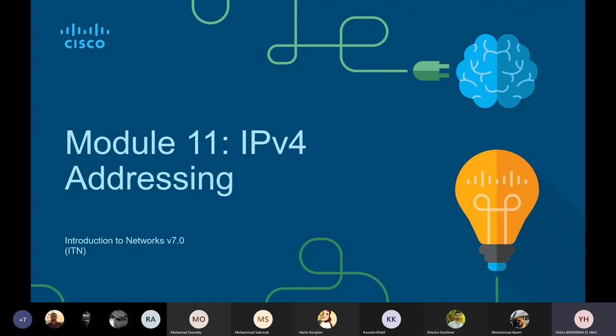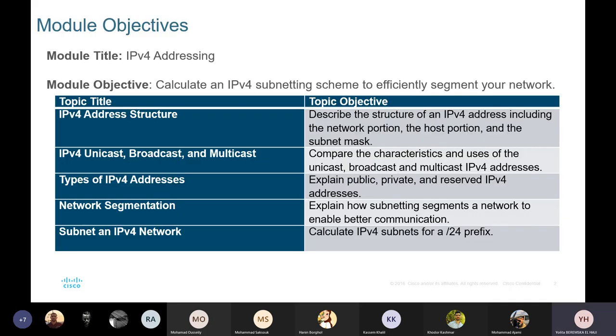Now this module is going to discuss how we are going to deal with IP version 4 addresses. Here we're going to discuss the structure of the IP address using two different parts for the network and for the host part, that we have unicast, broadcast, and multicast addresses, what types of IP version 4 addresses we have, segmentation, and subnetting.